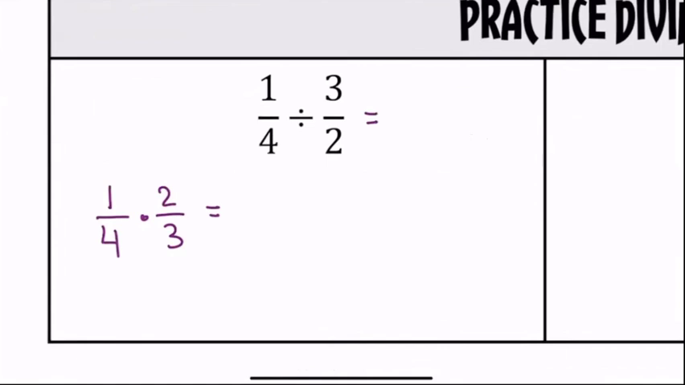You can also remember step 2 from last time is simplifying. These will both divide by 2. And then we'll multiply across the top. We get 1. Multiply across the bottom, we get 6. And that would be the answer.